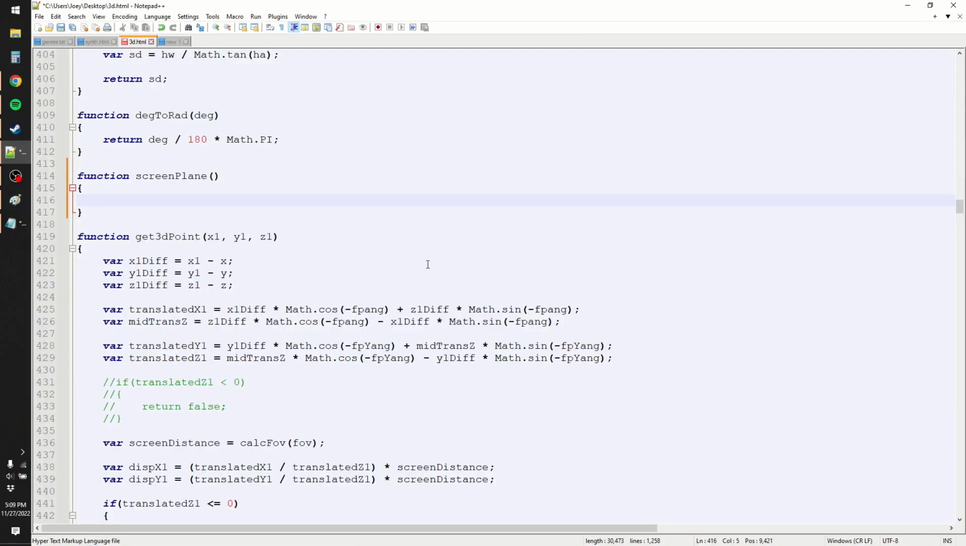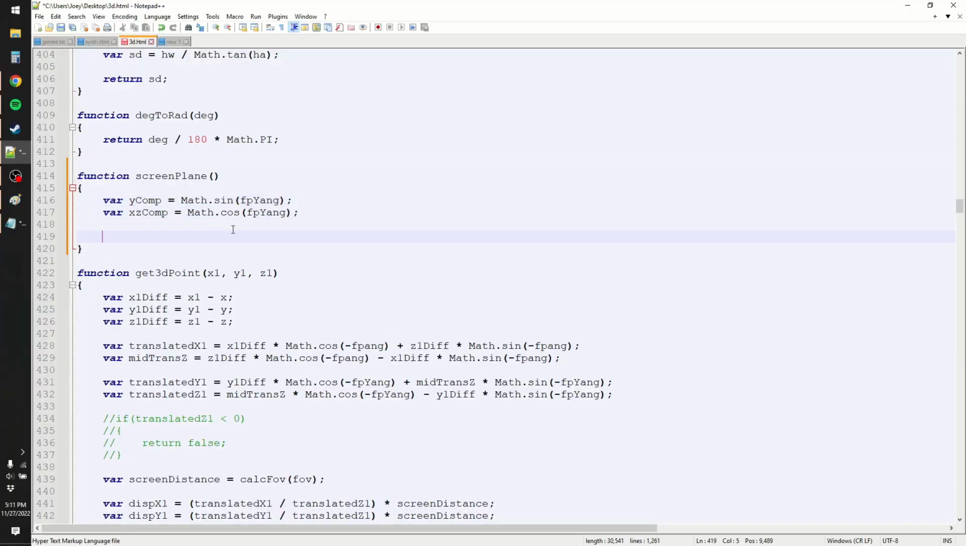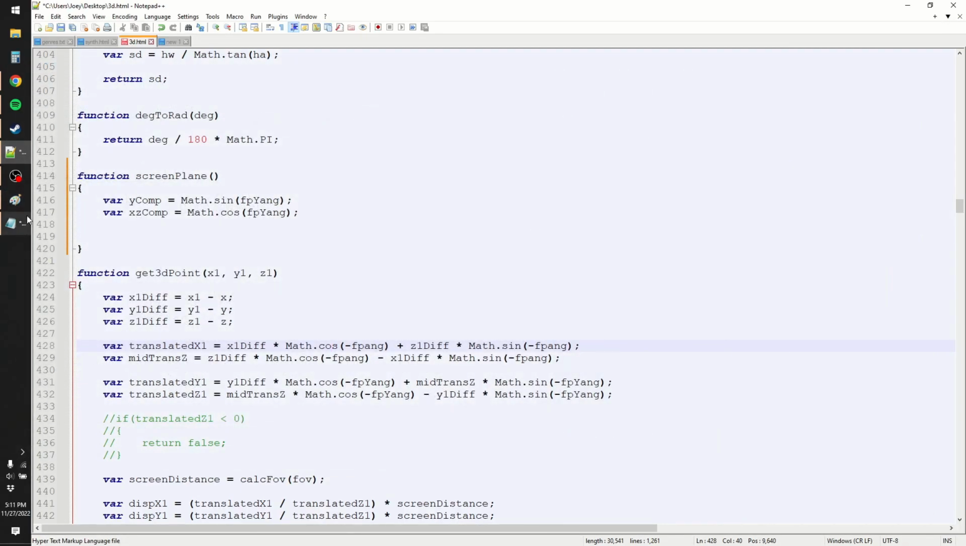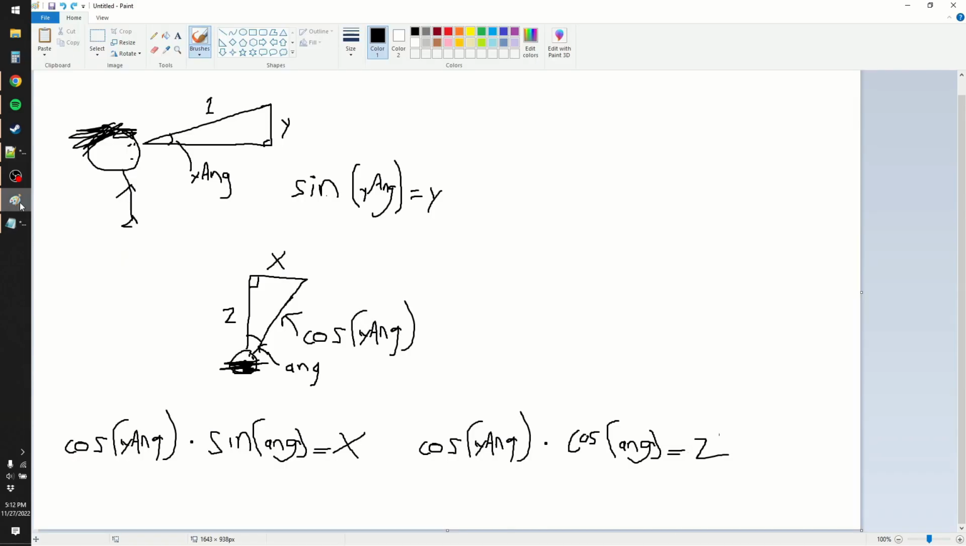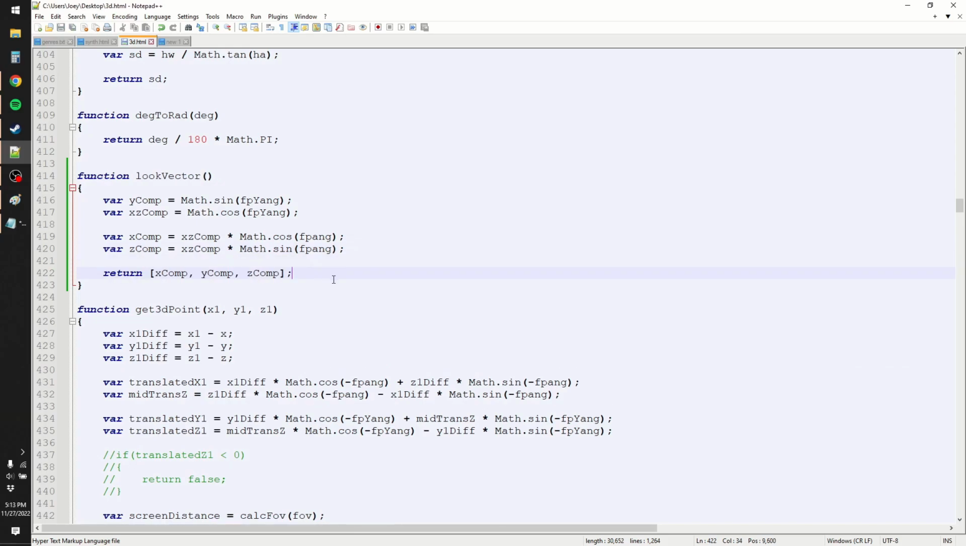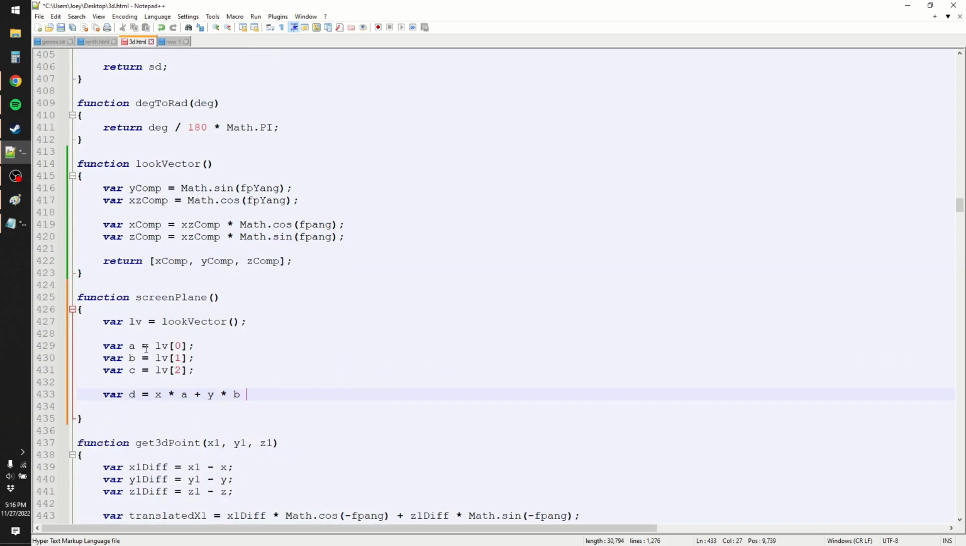Our y-ang is fp y-ang. We do math.sine of that angle, and that's our y component. The xz components would be the cosine. I think this is wrong about which one's x and which one's z here. I think cosine would be x, so let me do that. Right, then we just multiply that by the xz comp. And then the z comp is very similar. I'll just call it the look vector. Then from there, we use the x, y, z coordinates to get d.